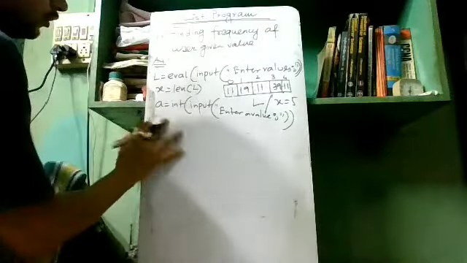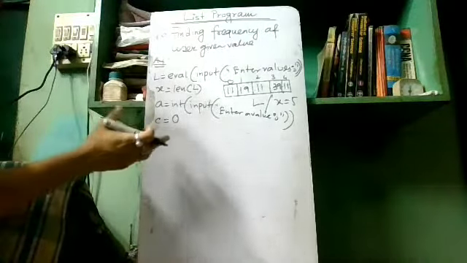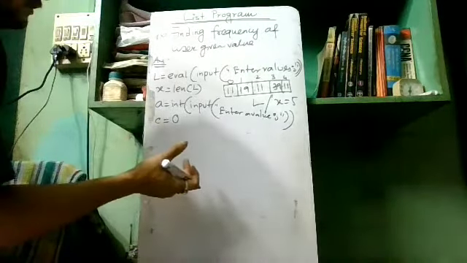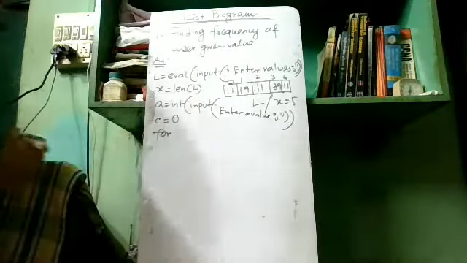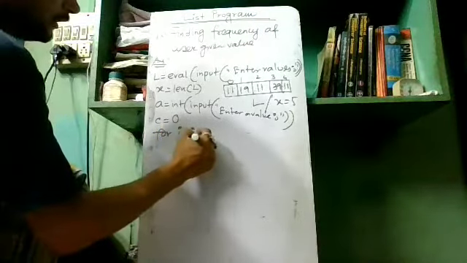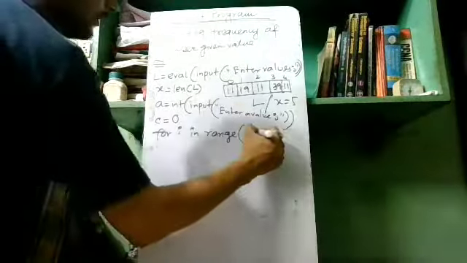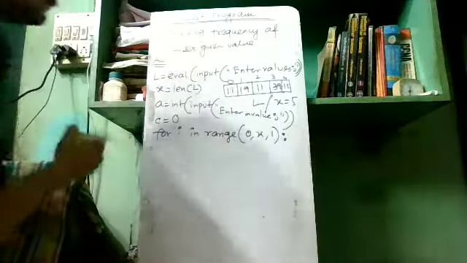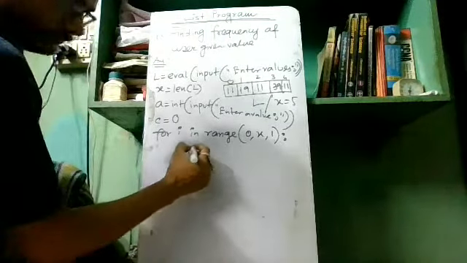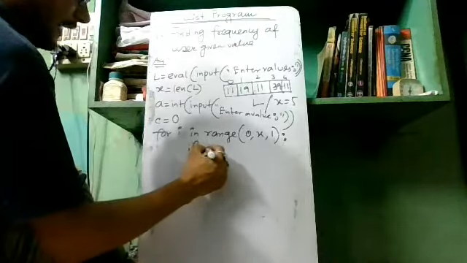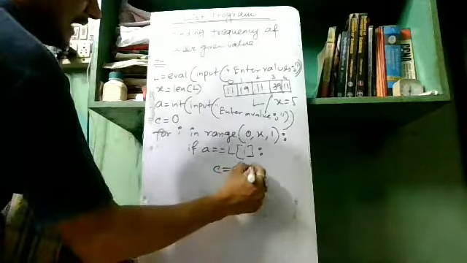Suppose we are writing C equal to 0. C is a variable which will count how many times a value will be there in list. Now we are starting a for loop for I in range 0, x, 1, and then we are writing if a equal to L[i], c equal to c plus 1.